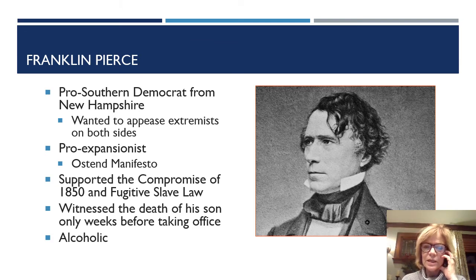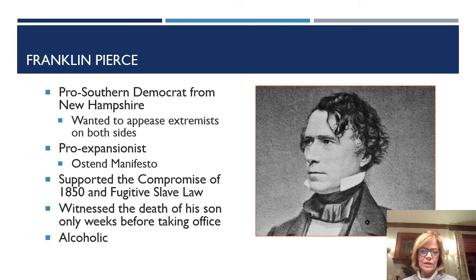He comes in and he kind of wants to support the radicals on both sides. So he brings people into his party who are radicals on both sides into his cabinet. He's a pro-expansionist, though, wanting to appease the South. It was during his administration that we're going to get the Gadsden Purchase. There's also going to be the Ostend Manifesto, the secret agreement to get Cuba.